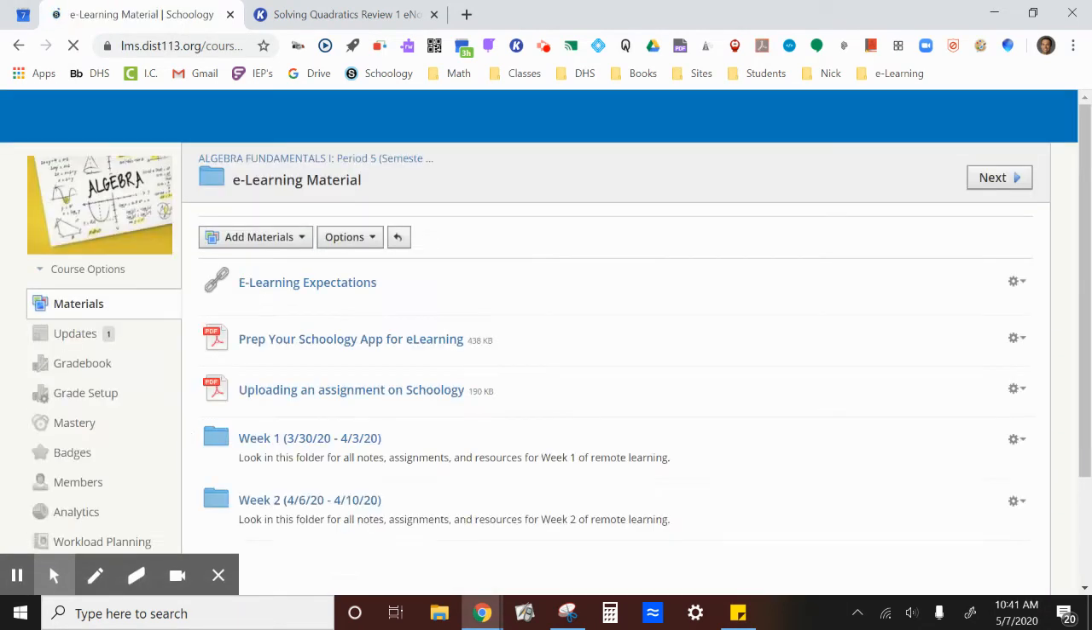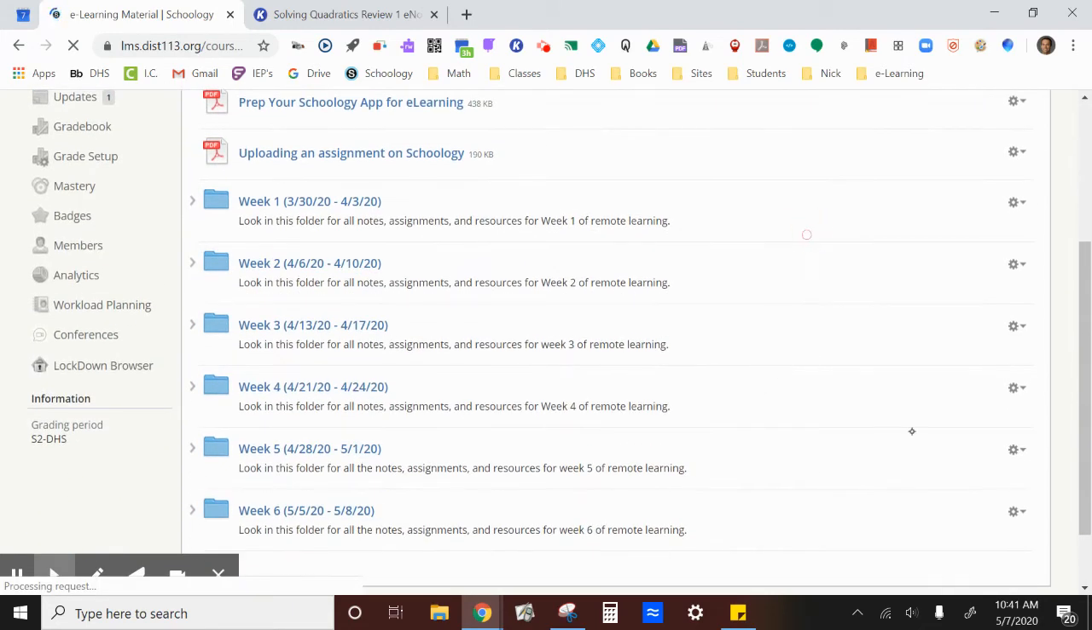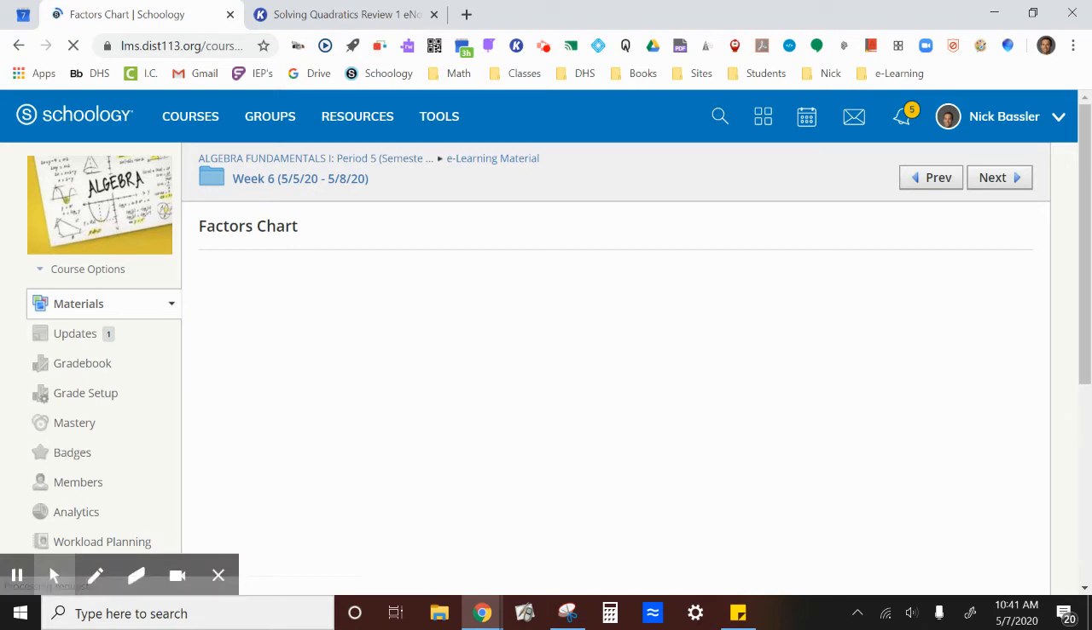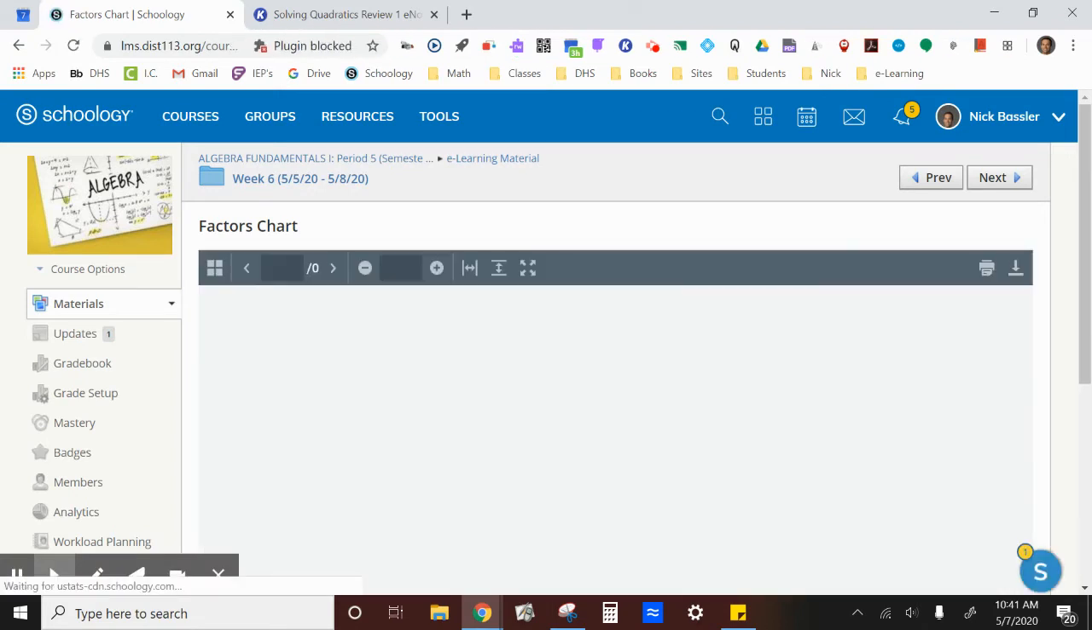We needed it yesterday, we needed it Tuesday. This document is great, and we're going to need it next week and the following week as well. This factors chart is what you should also have in front of you when you're taking the notes, doing the homework, or taking the quizzes.